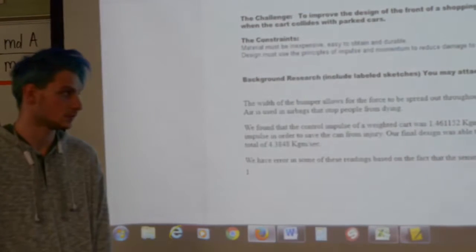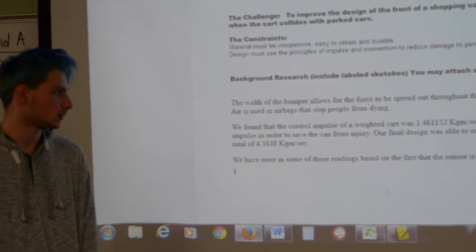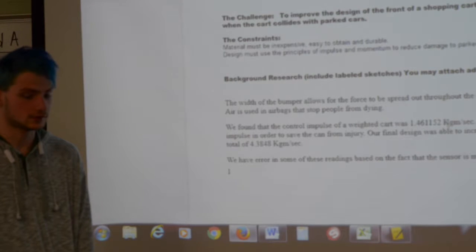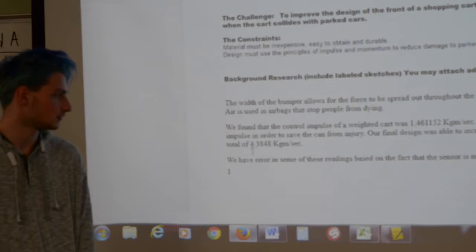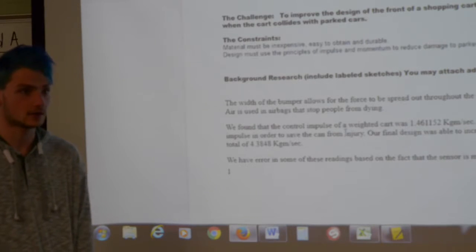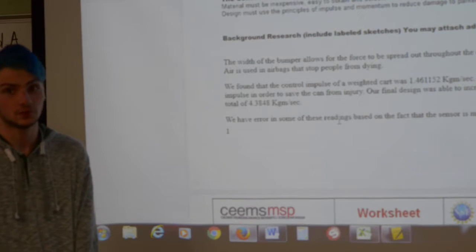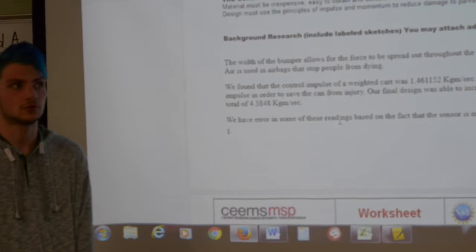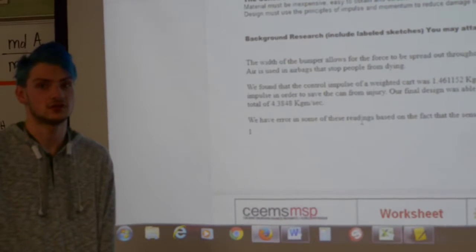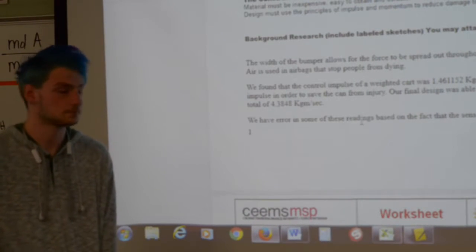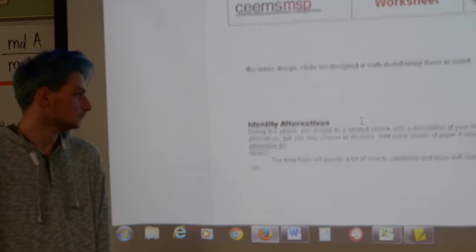So the controlled impulse with the weighted cart was about 1.46 kilogram meters per second. With our final design and everything else that's said and done, our impulse increased to 4.38 kilogram meters per second. Some of the areas that we probably have error in our math, though, is the fact that the sensor itself is just one focused point, and that our design is more about spreading out force than just hitting a single point or trying to slow the cart down.